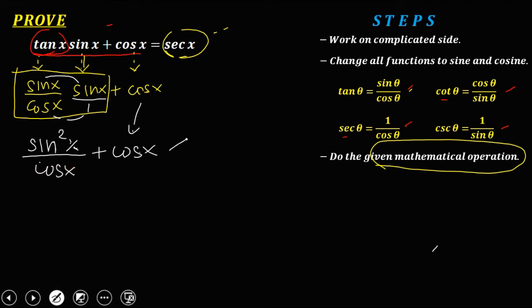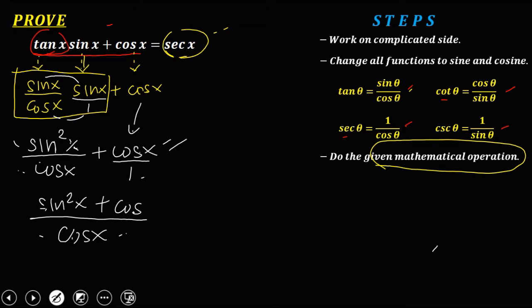Then you simplify. So for addition of fractions, we need to find the LCD. So the LCD is cosine x. So cosine x divided by cosine x, that's 1 times sine squared x, and that's sine squared x. Then plus, we have this over 1. So cosine x divided by 1, that's cosine x times cosine x, and that's cosine squared x.